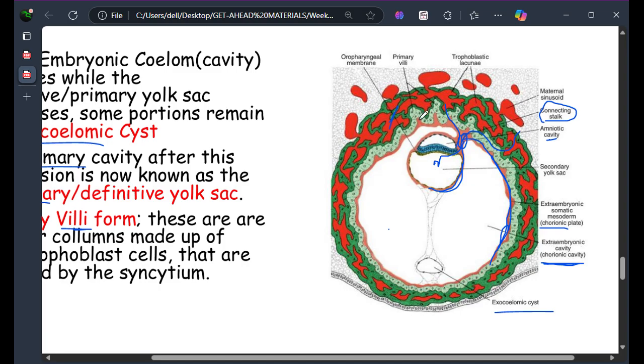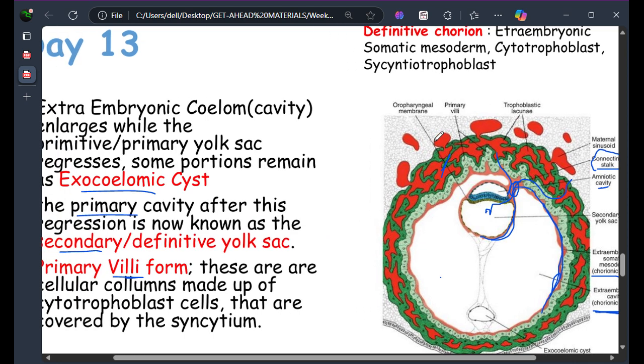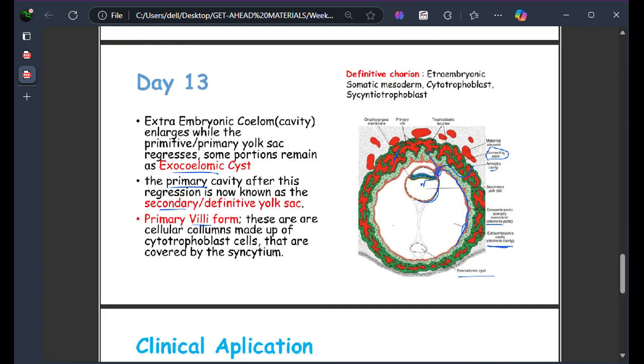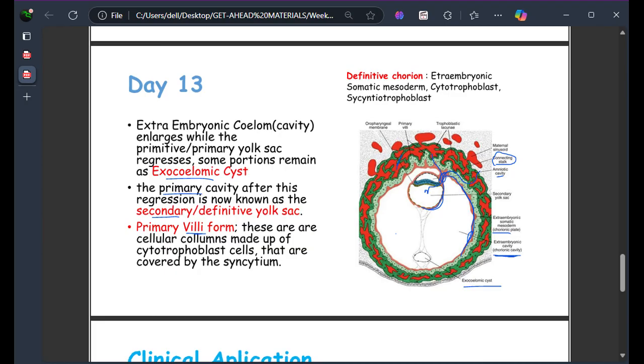So primary villi, we are seeing these develop on day 13. Okay, so that's that. Day 13, another day 14. So this is supposed to be day 13 and 14, the things that happen within that time period.